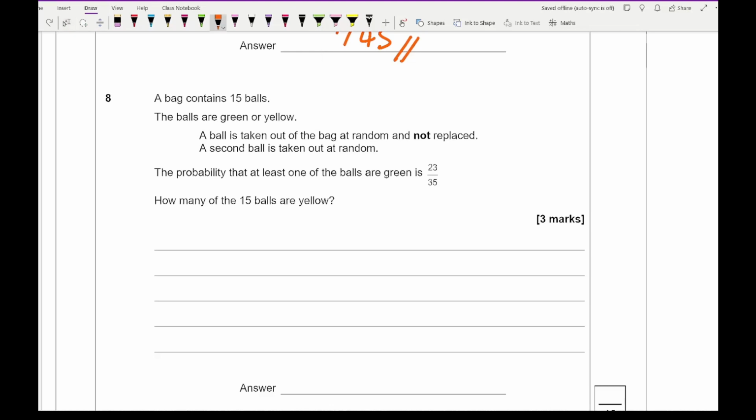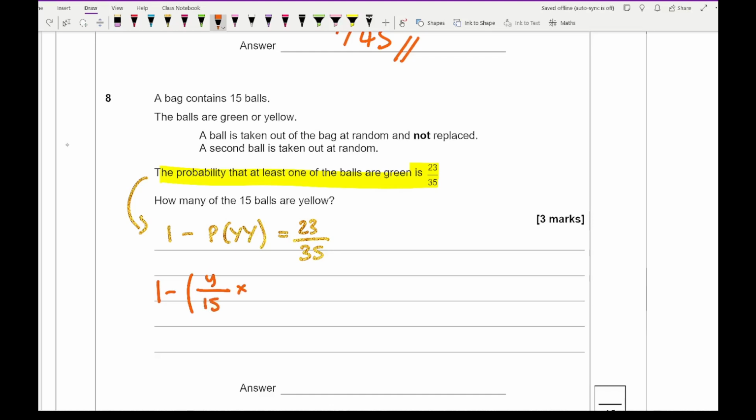So in terms of what we've got here, this statement basically means that 1 minus the probability of them both being yellow is 23 over 35. Now if you want to work out the probability of it being yellow, well, that's going to be 1 minus, now the probability of the first one being yellow, and again we don't know how many yellow ones there are, so we'll just call that y, but we do know that there's 15 balls altogether.